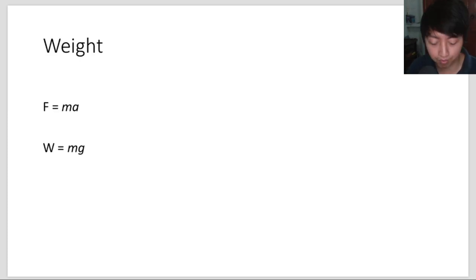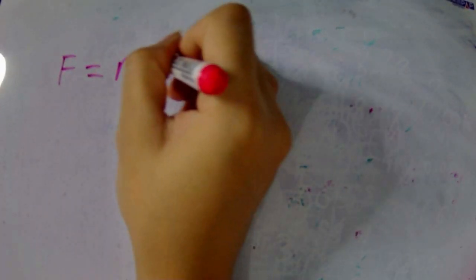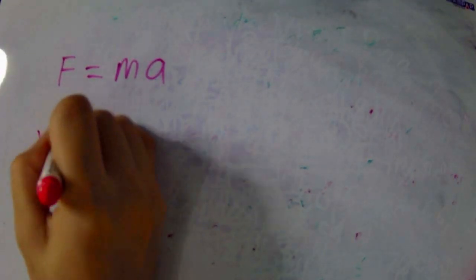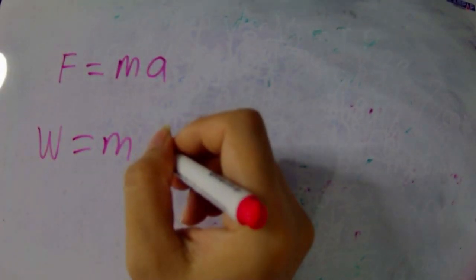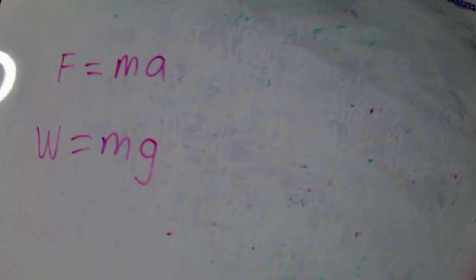It's just that this time, let me show. Weight is exactly the same as force. Cara kau kira sama saja dengan cara kamu kira force. So force equals mass times acceleration, right? Weight is just mass times the acceleration of gravity. That's all it is. It's basically the same thing.